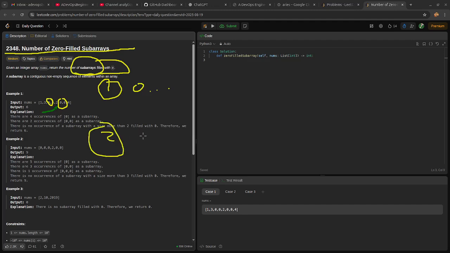The second thing we want to do is, once we find a subarray, say something like this, in this subarray with four zeros, we can conclude that 4 plus 3 plus 2 plus 1 equals 10 in total subarrays that have to be added to the final result.